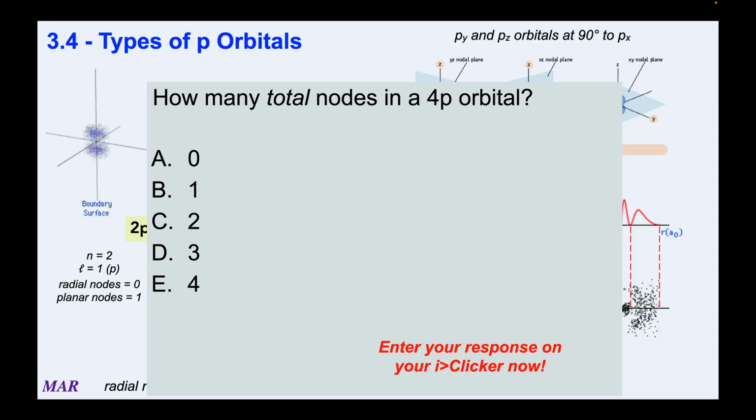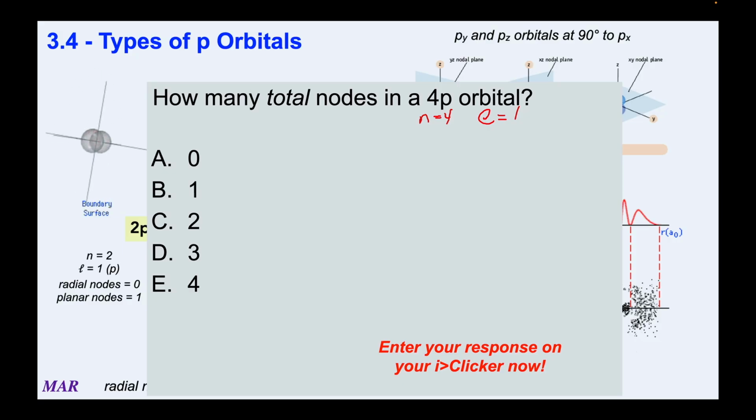Now, 4p means n equals 4. That's what the 4 means. And SPDF, P, means L equals 1. So the number of planar nodes equals L. There's going to be one planar node. And spherical nodes, or radial nodes as they call them in this book, n minus L minus 1. So for this 4p, that would be 4 minus 1 minus 1, 2 radial or spherical nodes.